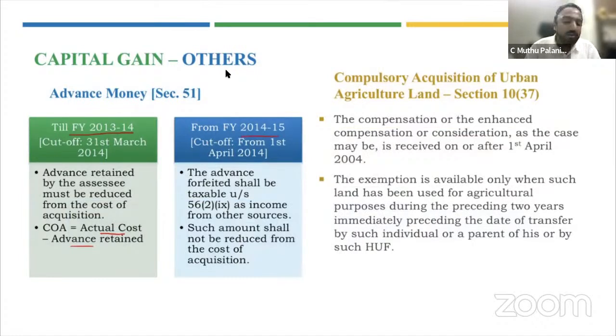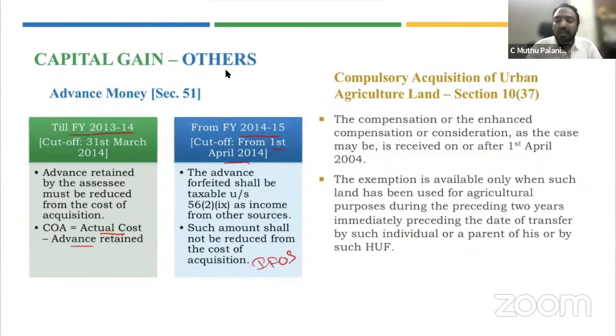But from financial year 14-15, from 1st April 2014, the forfeited advance will be treated under income from other sources. Such advance will not be reduced from cost of acquisition. So even today, in your examination, if the question says that advance was received in 2013 or 2012, it should be adjusted with the cost. If it says it was received after 1st April 2014, it will not be adjusted to the cost. It will be treated as income from other sources.